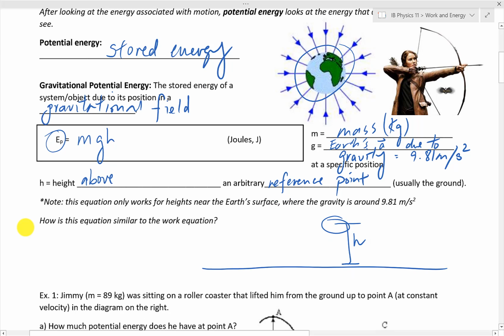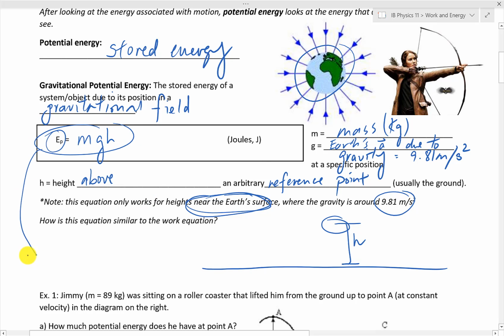This equation mostly works for heights near the Earth's surface, where gravity is roughly 9.81 meters per second squared. Anything higher than that, the Earth's acceleration due to gravity will decrease, which is a different case and warrants a different equation. So we'll be mostly dealing with the ones near the Earth's surface.